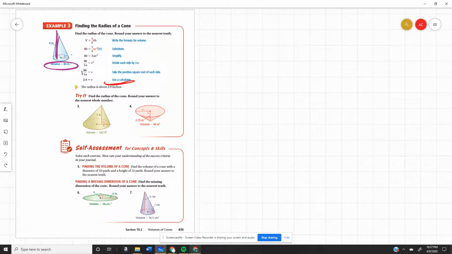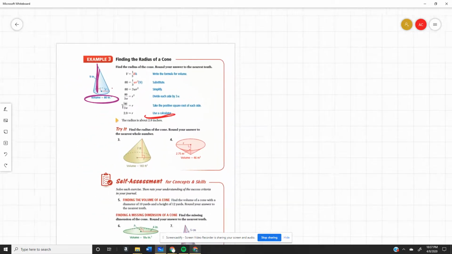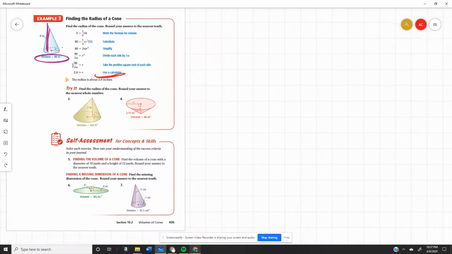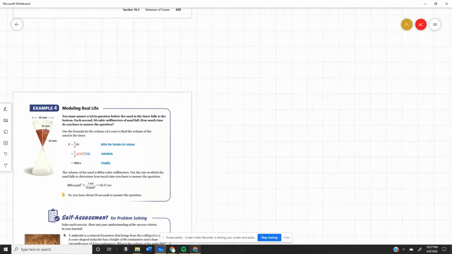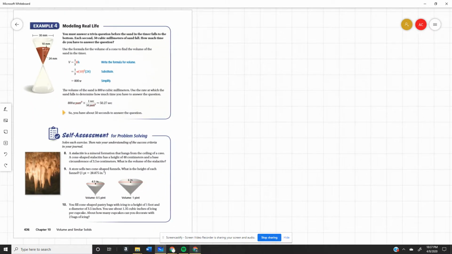And they're really cool because you can hit that second button, and then the answer, which is your negative sign, and it plugs it into the calculator using your answer. Okay, so let's go ahead and go on now to example 4, modeling real life.